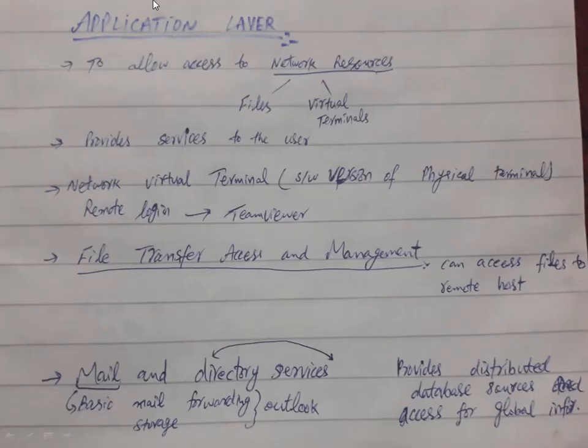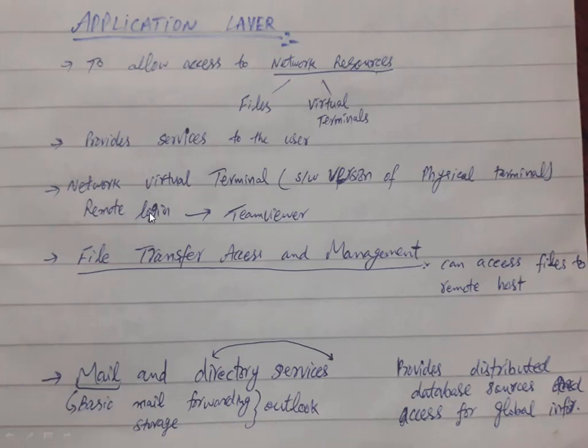Next one is the application layer. The application layer deals with functions that allow access to network resources. Network resources could be files or virtual terminals. It provides services to the user. And next one is network virtual terminal. Network virtual terminal is a software version of physical terminals.